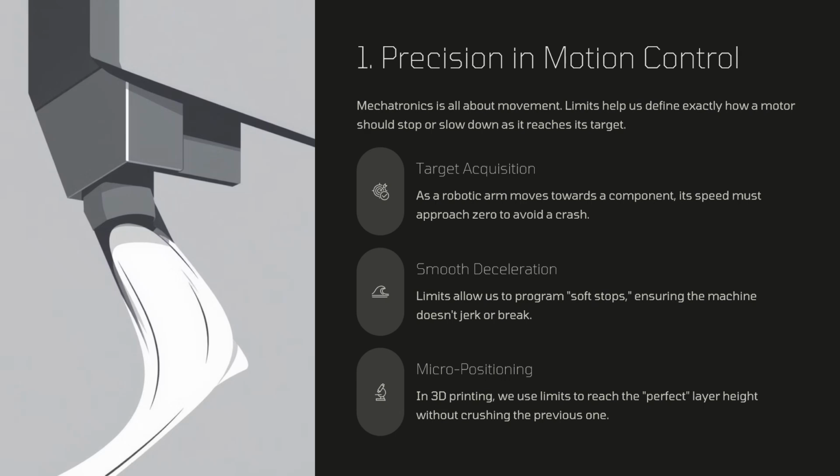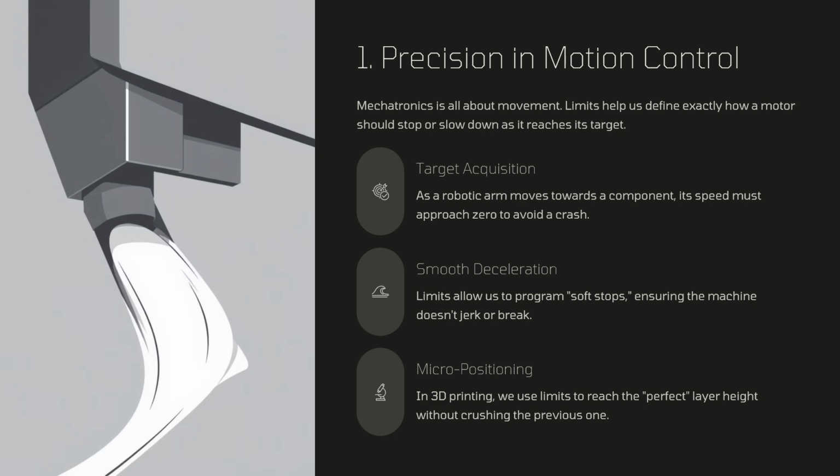Second, we talk about smooth deceleration, which simply means stopping gently, not suddenly. Limits allow us to program soft stops. This means the machine should slow down step by step instead of stopping suddenly. Why does this matter? It prevents jerking, protects machine parts, and increases the machine's life. So limits make the stop smooth and safe.